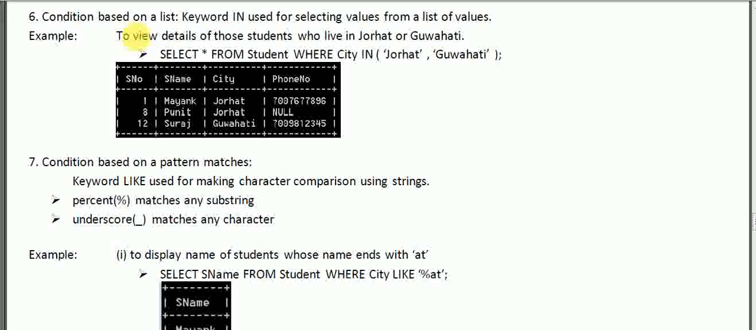Here in the example you can see we view details of students who live in Jorhat or Guwahati. As you can see, we are using the IN command, and within brackets we are writing Jorhat and Guwahati. So those rows which have Jorhat and Guwahati will appear. Since star is used, all the columns have appeared for Jorhat and Guwahati. So Dibrugarh is excluded.